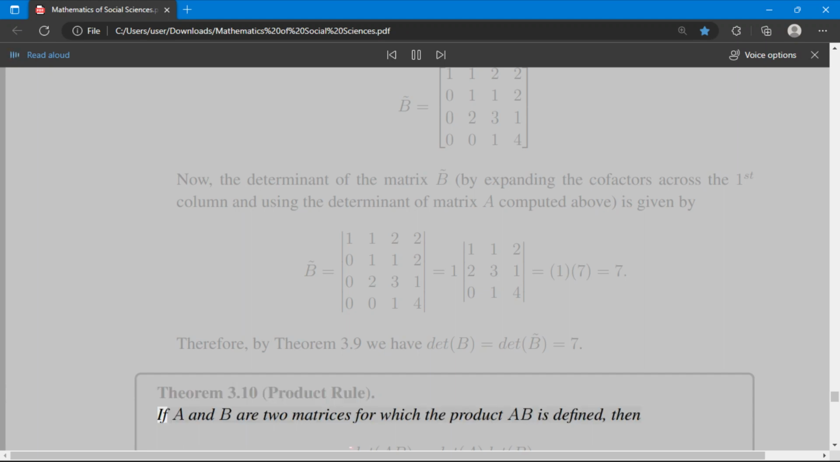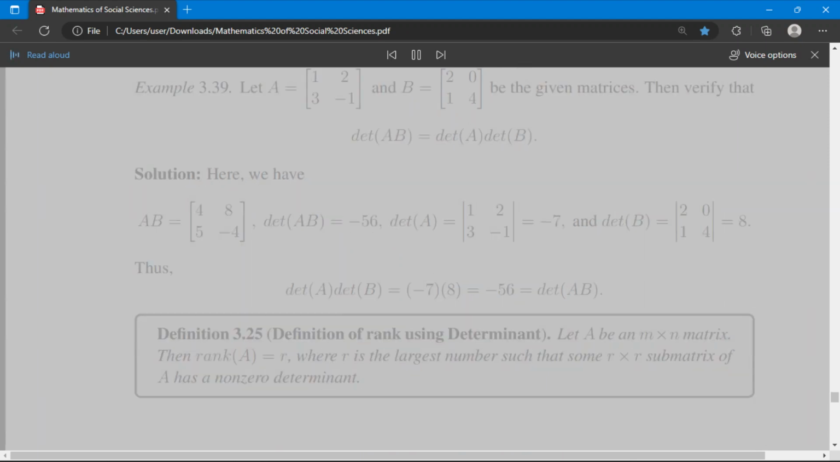Theorem 3.10. Product rule. If A and B are two matrices for which the product AB is defined, then det AB equals det A det B.